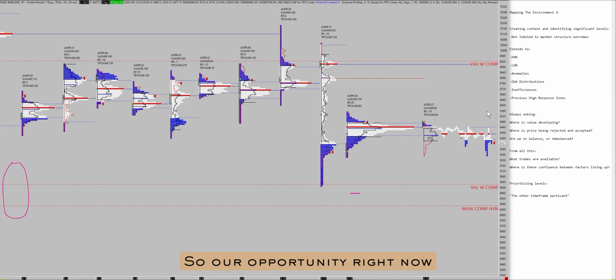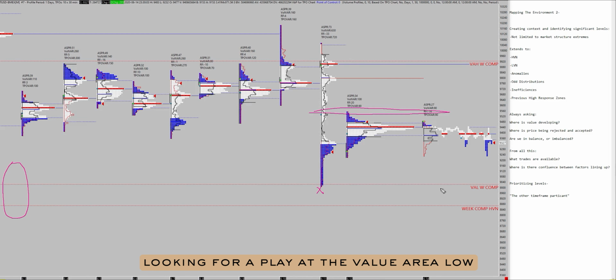So our opportunity right now is likely going to focus mainly on this low. If we're seeing that over time we are balanced, and we know that the point of control for the entire structure is within this level, the best opportunity is likely going to be at the lower extreme. Before the value area high, we're likely looking for a play at the value area low.